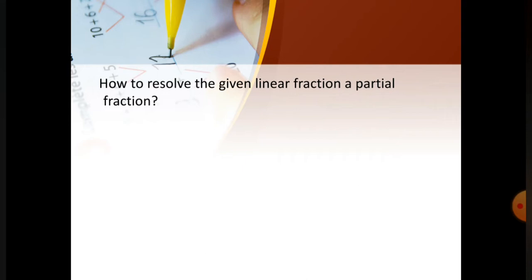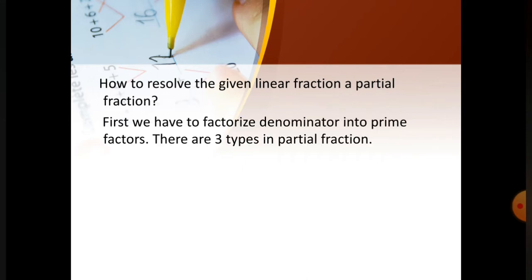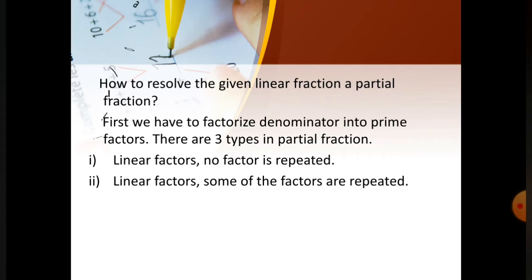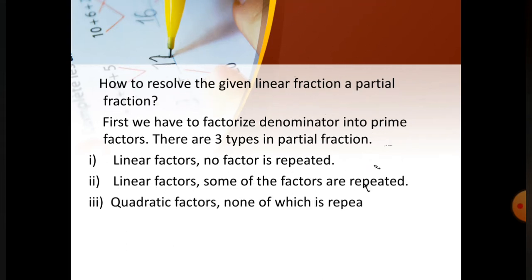How to resolve the given linear fraction into a partial fraction? First, we have to factorize the denominator into prime factors. There are three types in partial fraction. First one is linear factors, no factor is repeated. Second one is linear factors, some of the factors are repeated. The last one is quadratic factors, none of which is repeated.